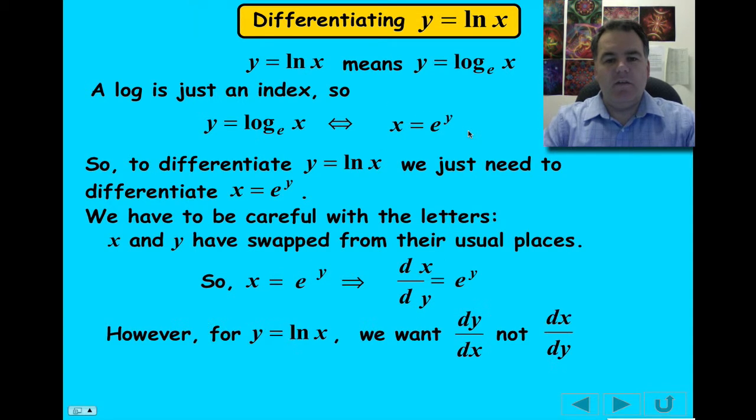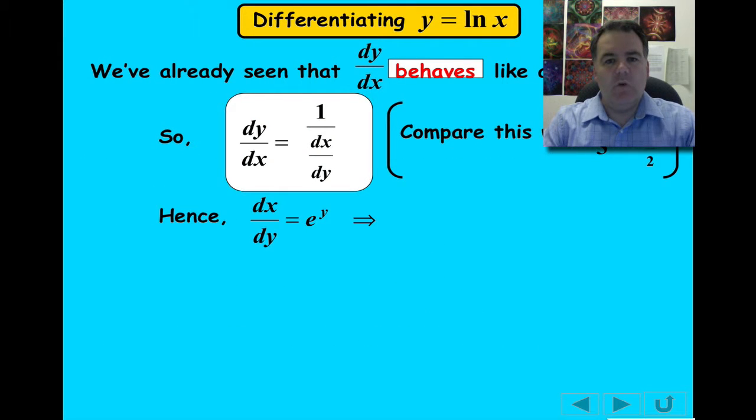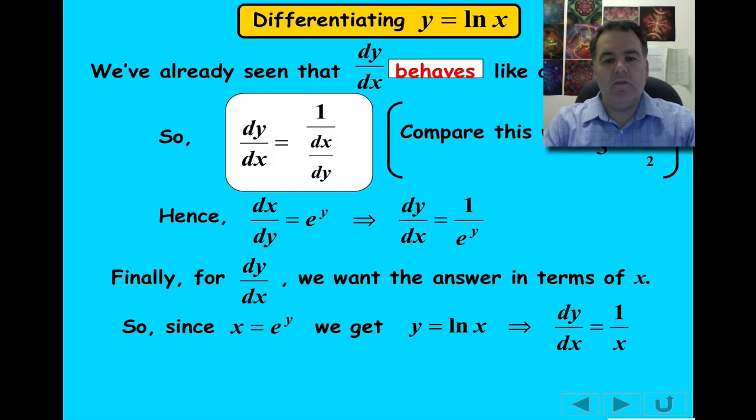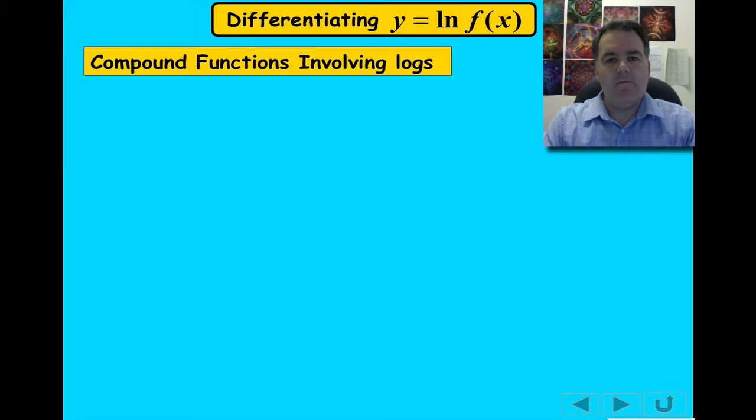Now this is another tricky thing. These things behave like fractions. So we want dy dx, not dx dy, so we're just going to flip it upside down. So dy dx is equal to 1 over e to the y. If we look at our original definition, e to the y is x. So we get that the derivative of ln x is 1 over x. Now this little proof is repeated on page 58 of the handout, if you want to have a look. Okay, the derivative of ln of x is 1 over x.